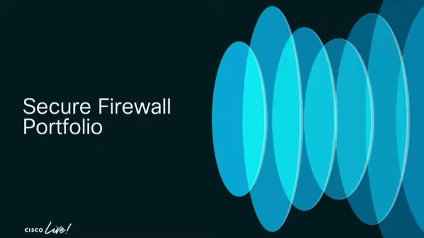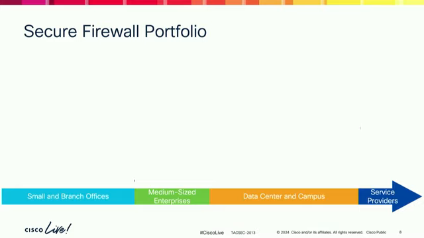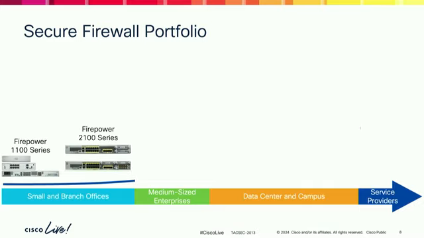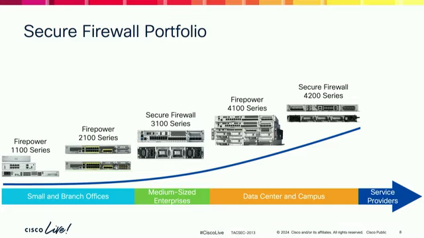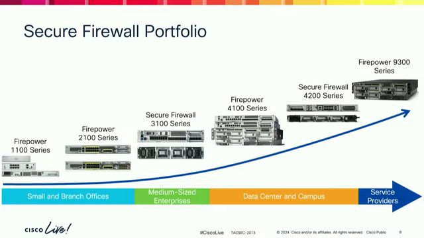So, our secure firewall portfolio. We have the small 1K and 2K series. Then we have the 31K series. For our data center and campus, we have the 4K series, the 41 and the 42. And at last, we have the biggest box.